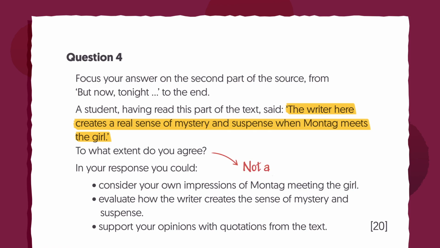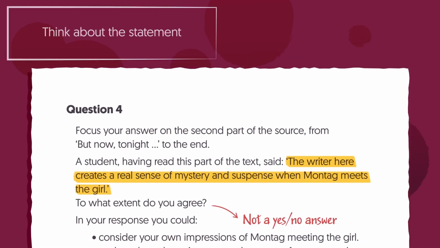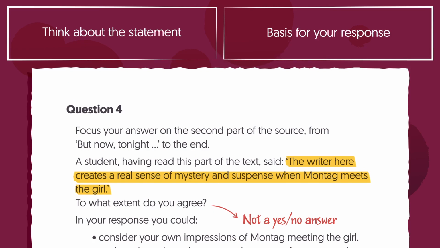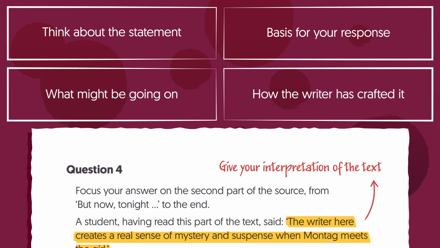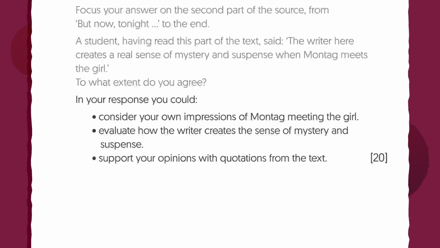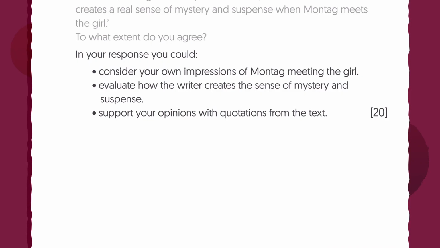The examiner doesn't expect a yes or no answer. What they expect is that you'll think about the statement and use it as the basis for your response. It's really just asking you to give your interpretation of this part of the text. Think about what might be going on here and think about how the writer has crafted it. You can see that more clearly if you take a closer look at the bullet points given in the question.